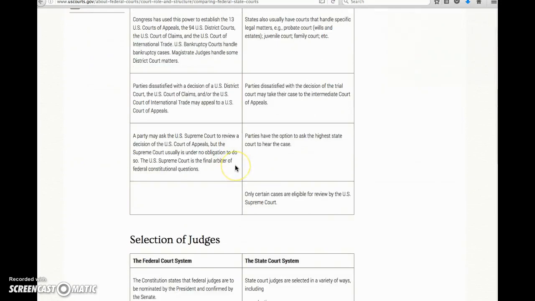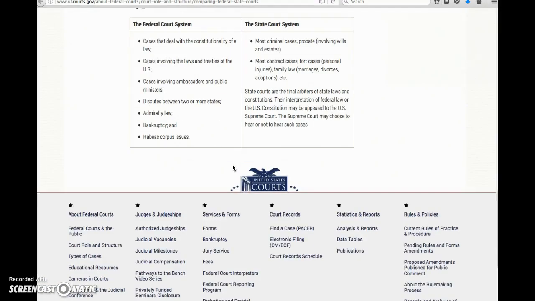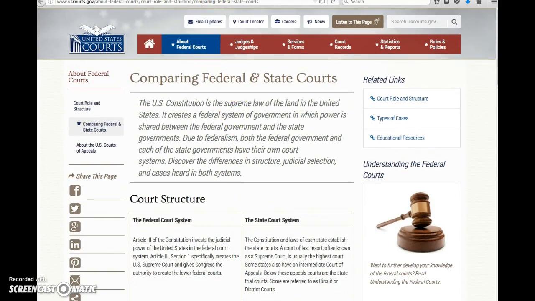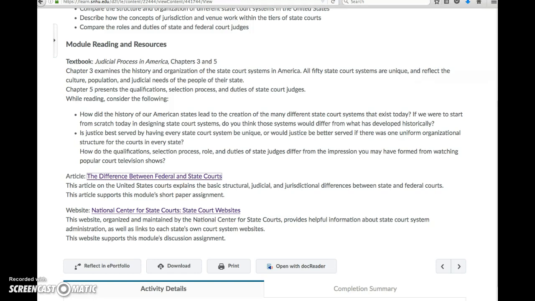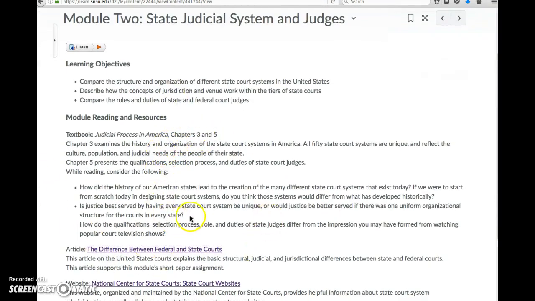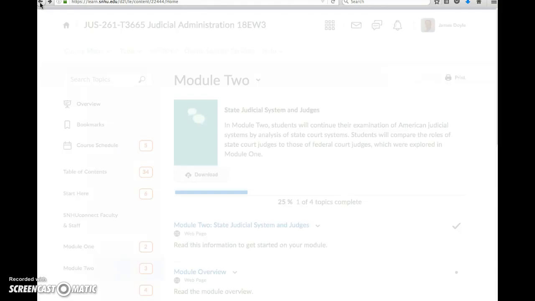I will go over this in a little bit more detail in a lecture following this, but I think if you bookmark this page, it'll help you as you progress through some of our other assignments that we have to deal with as we progress through the course. So again, take a look at these resources here in Module 2. I think you're going to find them to be very beneficial to you as you work on your discussion board assignment.